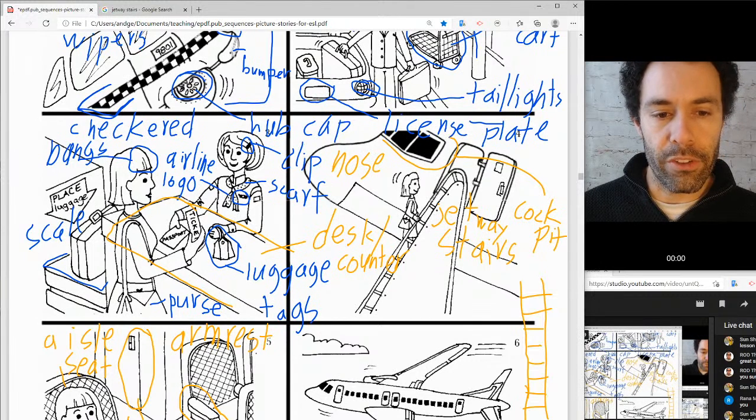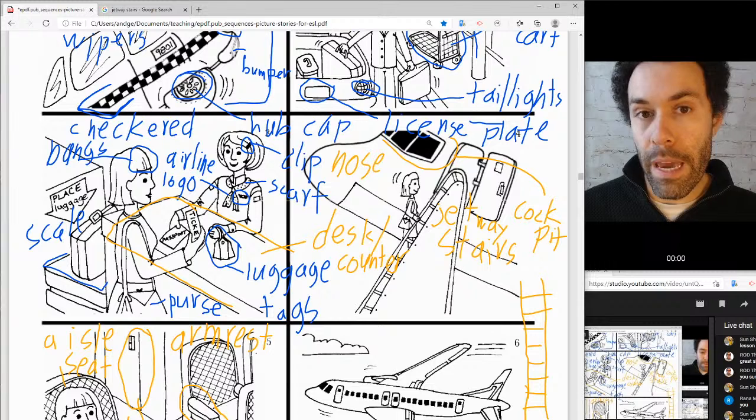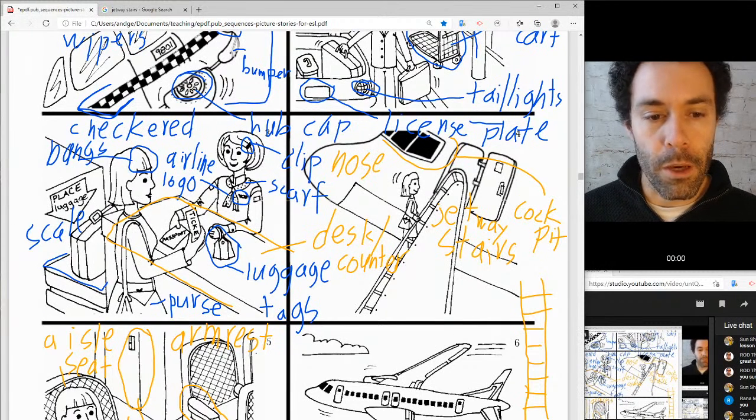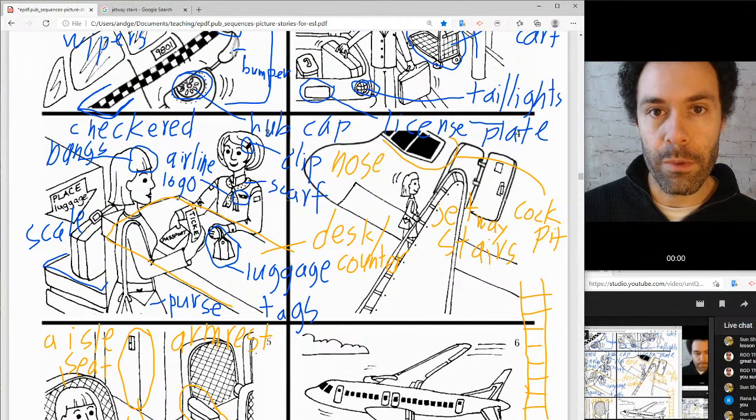So again, you have the aisle seat, you have the armrest, you have the lavatory or the bathroom, and you also have just the aisle. Okay. Other things that we mentioned, of course, are also tray tables, seat belts, and things like that, which you can't see in this picture.